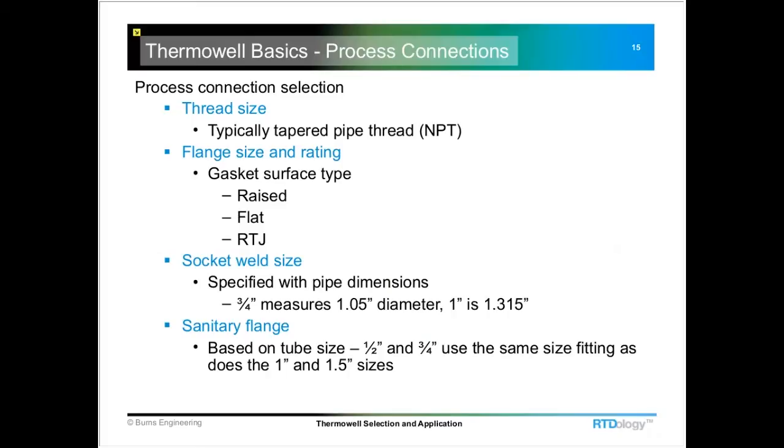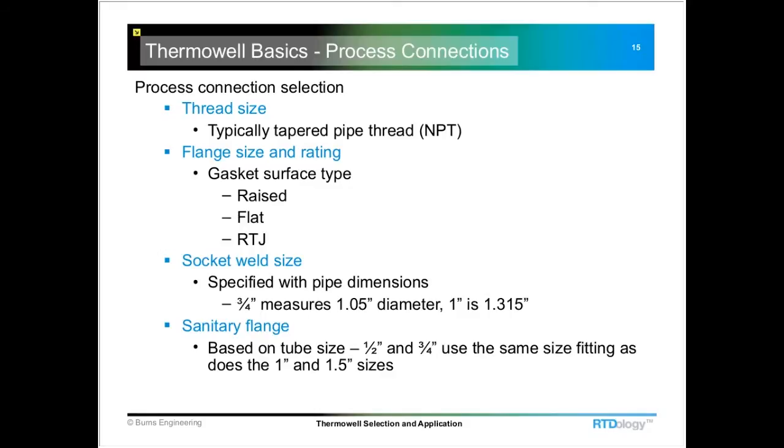Typically thread sizes are specified as an NPT thread, so they will seal as you tighten them up. For the flanges, we need to specify a size and a rating. The flange ratings are usually done by class. Some of the more common ones are class 150, 300, and 600. The size would go by the piping: 1.5 inches, 2 inch, 2.5 inch. And then the gasket surface will be either a raised surface or flat, or the last one on the list there, RTJ, which is a ring joint, a little different style.